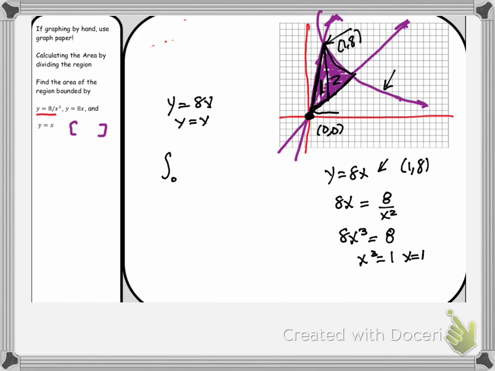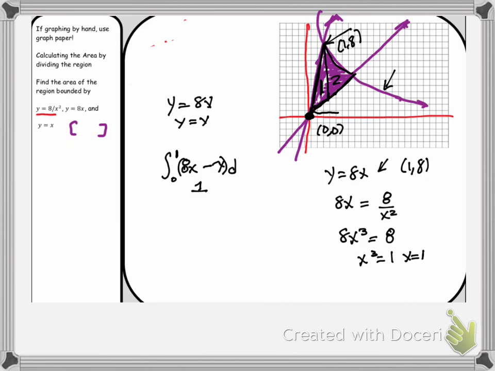So I know that it goes from 0 to 1, with the top one being the 8x and the bottom one being x. So there's my first integral with piece 1. This is piece 1.